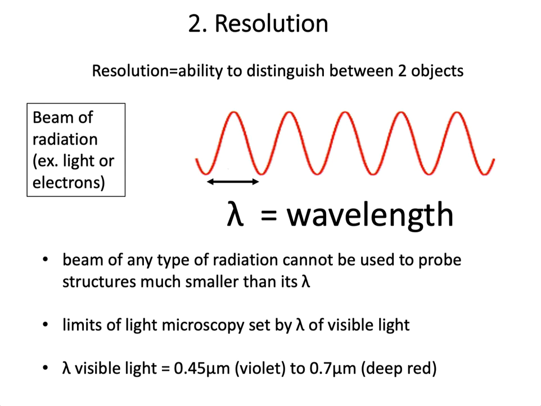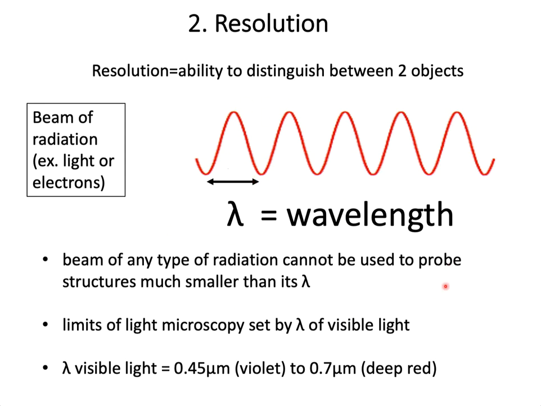So that was magnification. Now let's talk about resolution. A very simple definition of resolution is the ability to distinguish between two objects. All microscopy depends on beams of radiation such as light or electrons, and if you remember from physics classes, beams of radiation travel in waves. The wavelength of a beam of radiation is denoted by the Greek letter lambda. The wavelength is the distance between two valleys or two peaks of the wave.